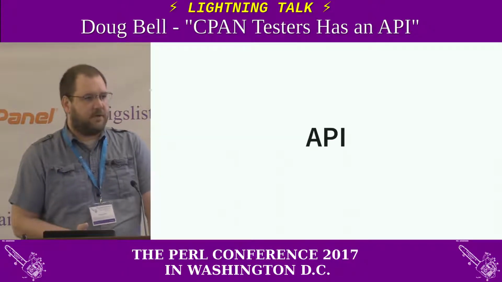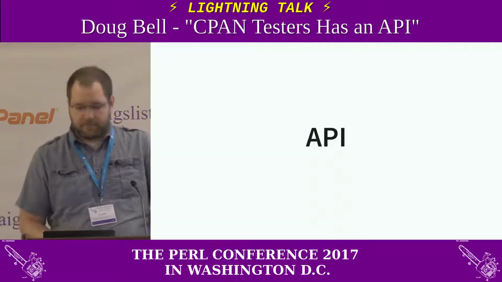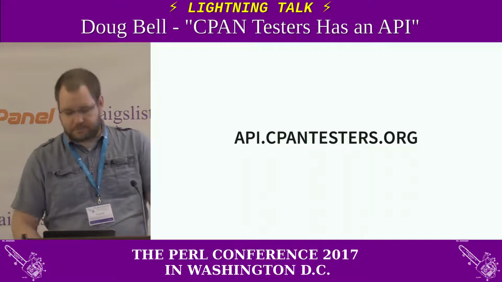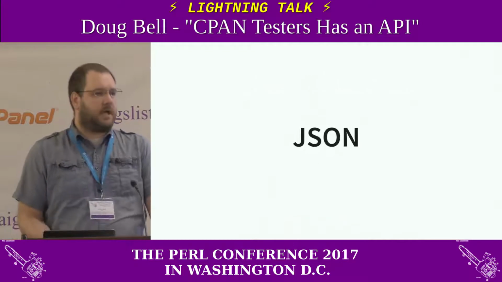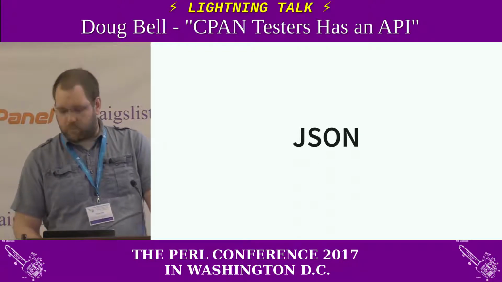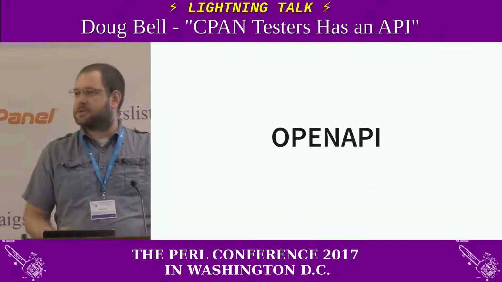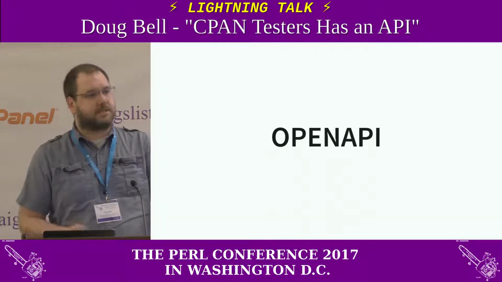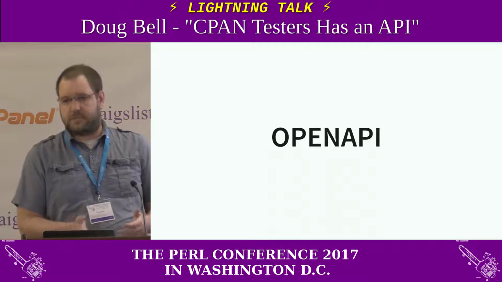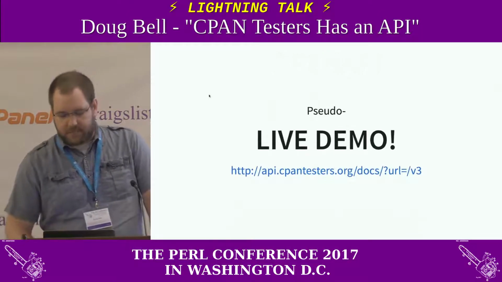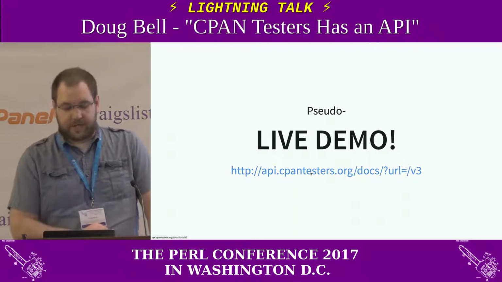So for that, I've built a brand new API. It's api.cpantesters.org. It uses a standard JSON REST-ish API, and it uses OpenAPI to describe all the endpoints and document this API. So since I'm full of bad decisions, I'm going to give you a live demo.